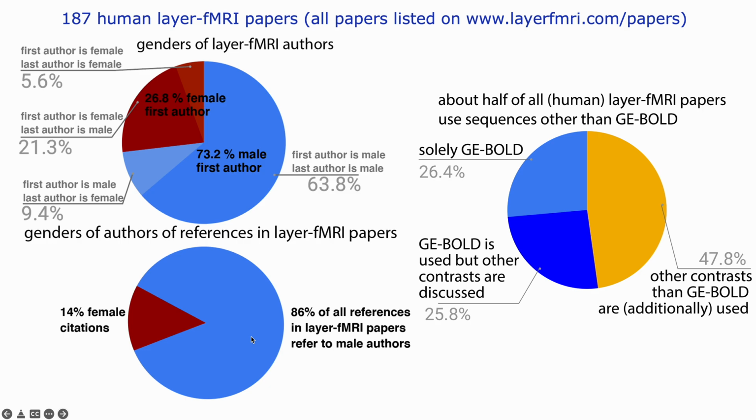Just like conventional fMRI, also for layer-dependent fMRI, the most commonly used sequences are gradient echo BOLD contrasts. About half of the papers use it. The other half also uses additional other sequences on top of that. And the question of the most suitable layer-dependent fMRI sequence is a question that really got a lot of attention in the last decades, maybe distractingly much so.